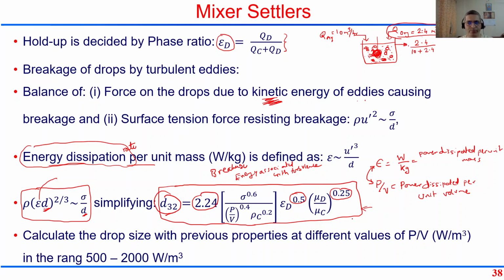What I want you to do now is, for this case, our epsilon d is 2.4 divided by 12.4. How much is this number? 2.4 divided by 12.4 is 0.193. So something very similar to what we had in our spray column, 0.194 if you like. Okay. P by V now is 500 to 2000 watts per meter cube. So let's take some value, P by V equal to, let's say, 1000 watts per meter cube.